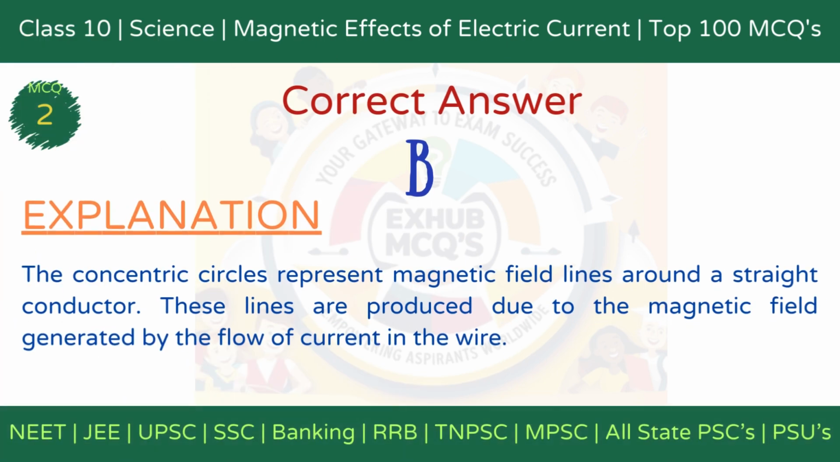The correct answer is option B. Magnetic field lines. Explanation. The concentric circles represent magnetic field lines around a straight conductor. These lines are produced due to the magnetic field generated by the flow of current in the wire.